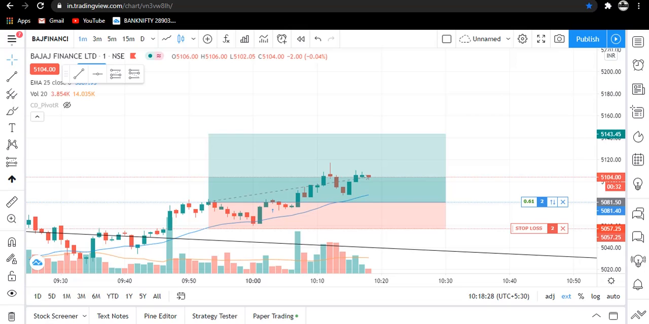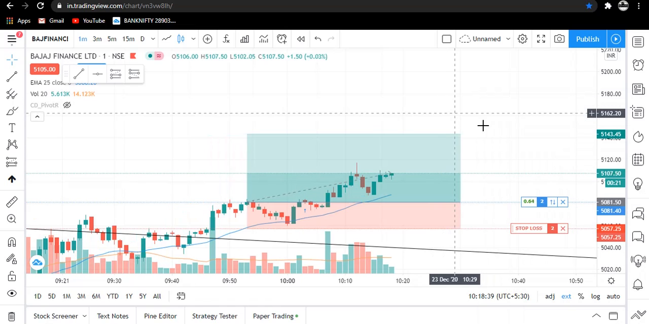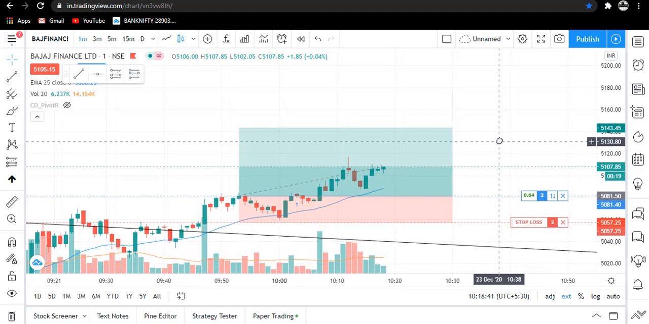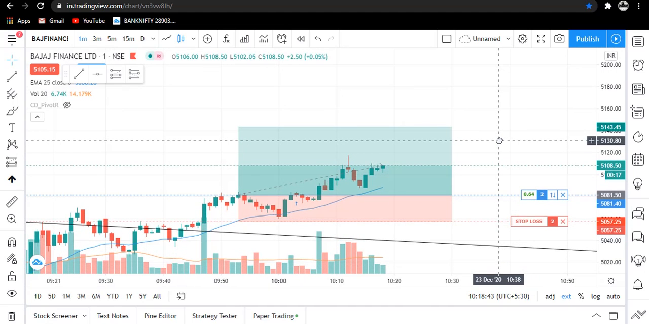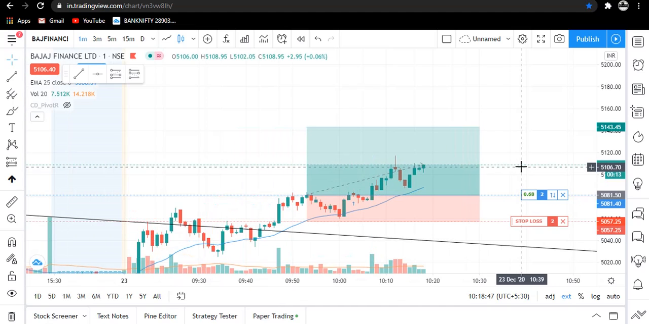So now let me show you today's date and time. Today is 23rd of December 2020 and the time is currently 10:18 AM. Coming on to today's trade, we have taken a trade in Bajaj Finance, and you can see here our trade is going on.